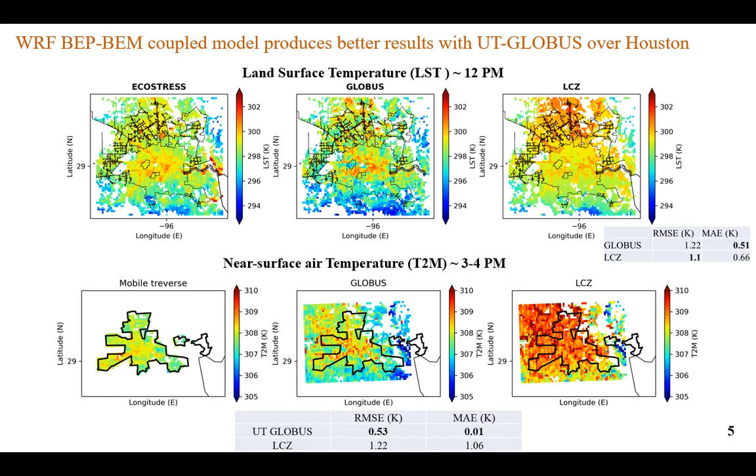We saw if this could be reproduced using the air temperature. So we had a data set where we used cars to traverse around the city, and then we interpolated it on the WRF grid. Here are the results. So you have the mobile traverse data, simulation with GLOBUS, simulation with LCZ. As you can see, most of the time the simulations with LCZ are over-predicting the temperature, and this time we get the RMSE to be lower when we use GLOBUS.